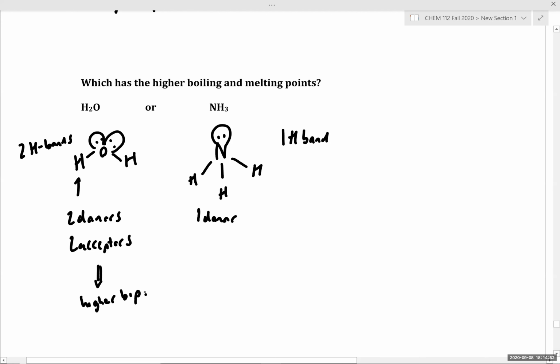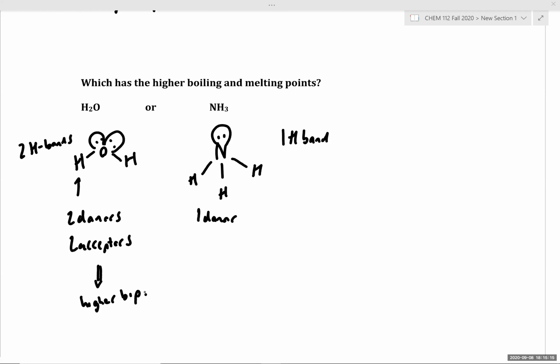Does that make sense to everyone? Does that logic make sense? Ammonia has a lower boiling point by at least 50 or 60 degrees.